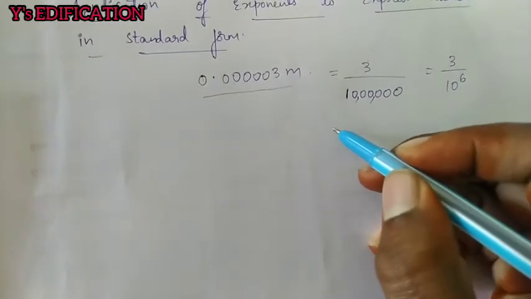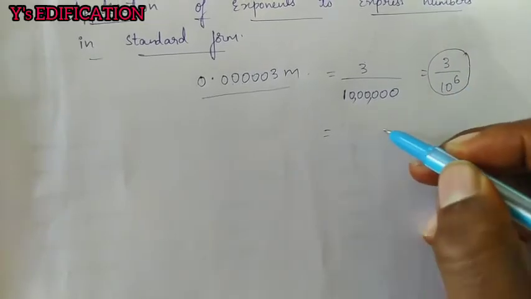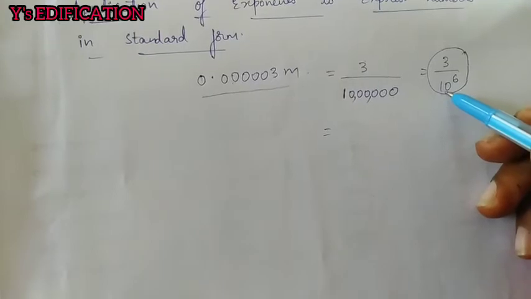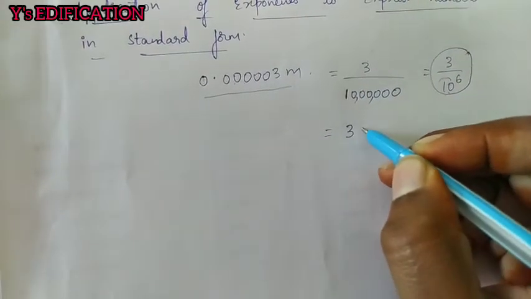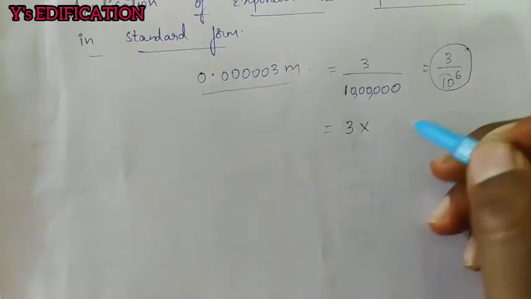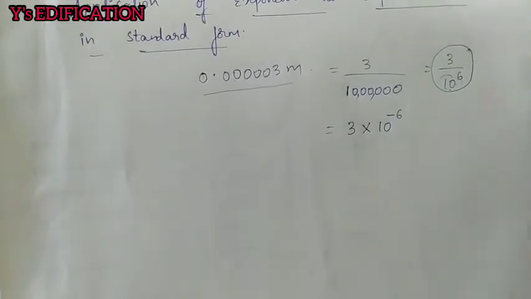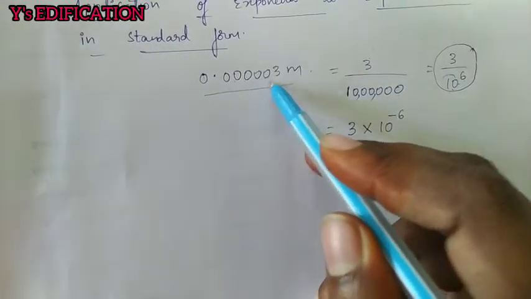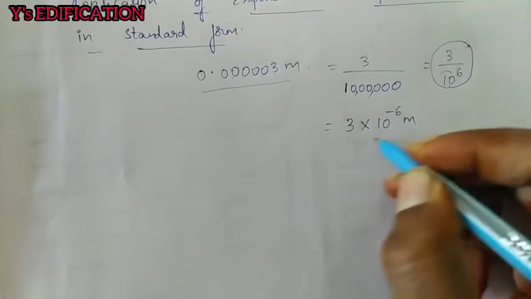Now I want to write this number in a simplified form, that means I want to write it all in the numerator itself. This is in division form, so I will convert the denominator into a numerator. To do that, I have to change it to multiplication. So 10 power 6, when it goes to the numerator, becomes a negative power, that is 10 power minus 6. So 0.000003 meters can be written as 3 into 10 power minus 6 meters.